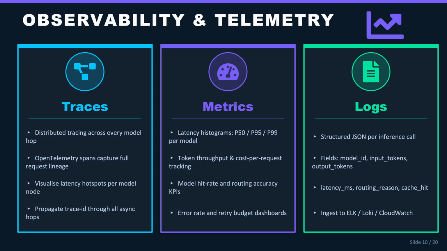For metrics, your critical KPIs are latency histograms at P50, P95, and P99 per model node, token throughput and cost per request, model hit rate and routing accuracy, and error rates and retry budgets. For logs, every inference call should emit a structured JSON log with fields including model ID, input token count, output token count, latency in milliseconds, routing reason, and cache hit status. Your target benchmarks for a well-tuned mesh are 94% routing accuracy, 67% latency reduction versus a single model architecture, and 60 to 75% cost reduction. You can only hit those numbers if you're measuring them.